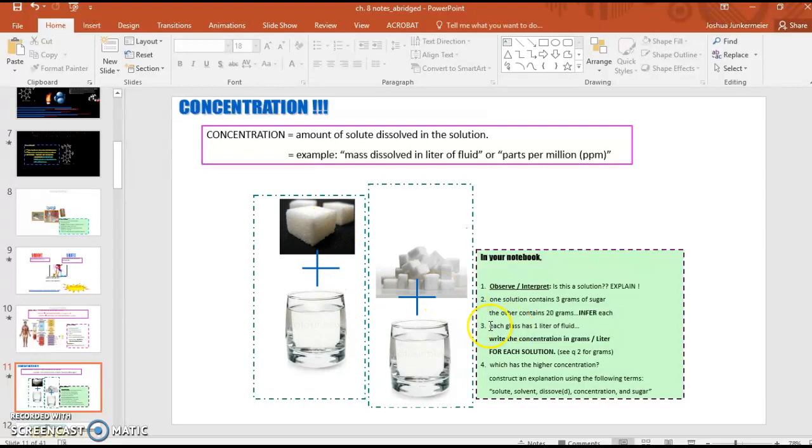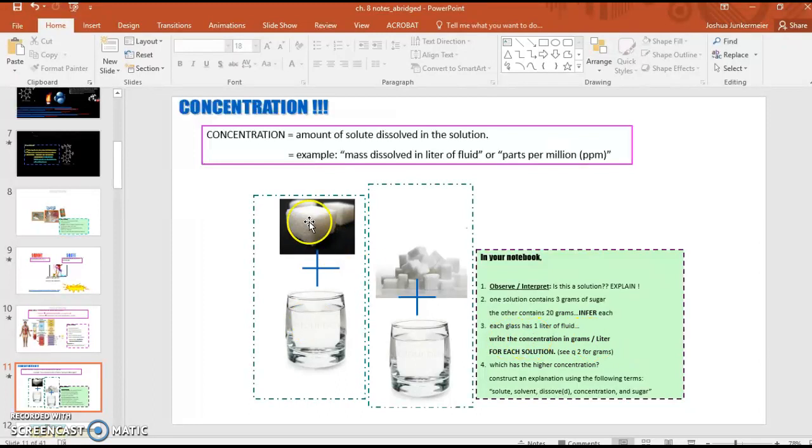Then number 3 says each glass has 1 liter of fluid. So we're pretending that this glass and this glass, even though they contain different amounts of sugar solute, and remember the sugar is the solute, right? So even though each glass contains different amounts of dissolved sugar, they're dissolved in the same amount of water. So 1 liter here dissolves 3 grams of sugar, and 1 liter here dissolves 20 grams of sugar. It says, based on that information, write the concentration in grams per liter.